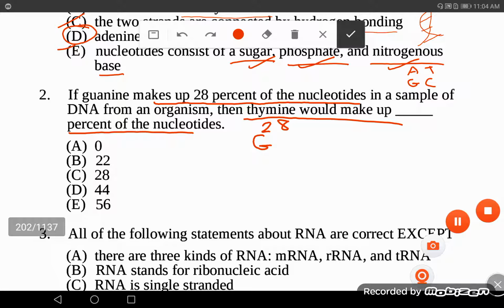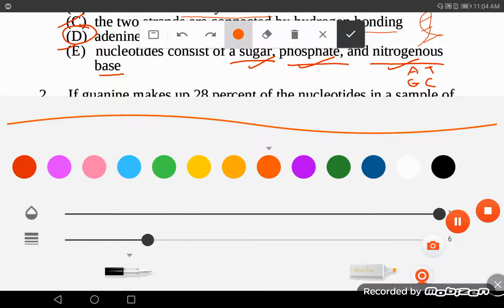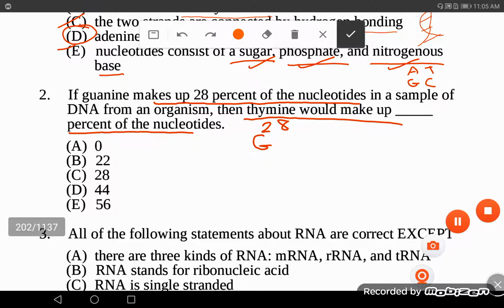So we have to solve this question. As we know that guanine makes pair with cytosine. So if guanine is 28, then cytosine is 28 too. So 28 plus 28 equals 56 percent. So the amount of the guanine and cytosine is 56 percent of a DNA sample.